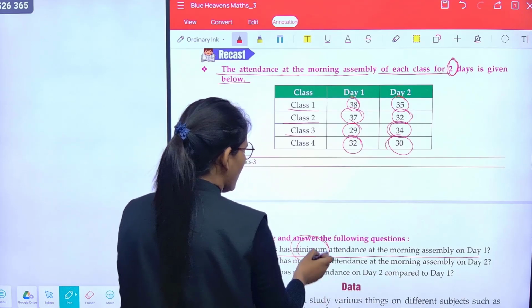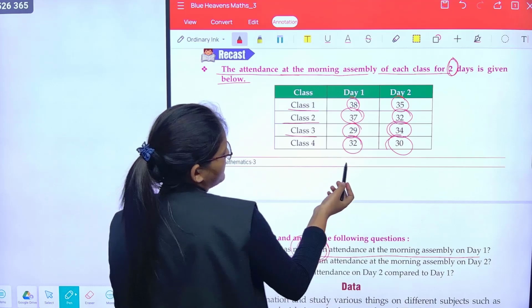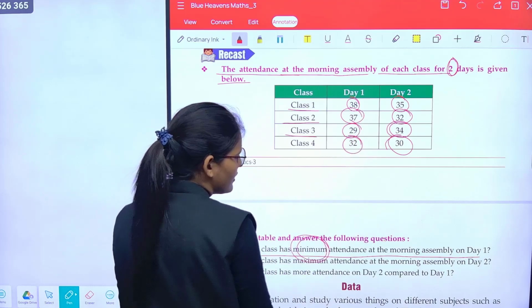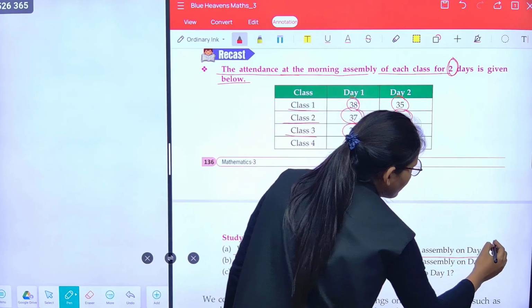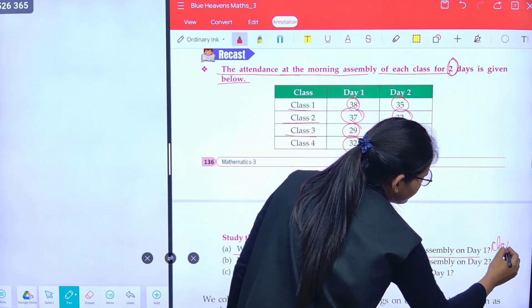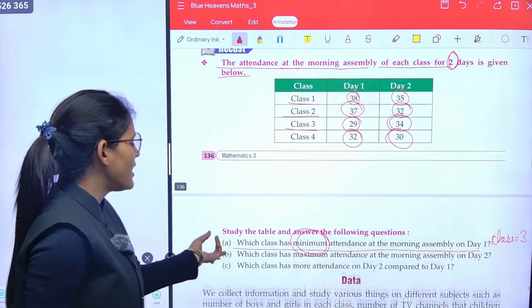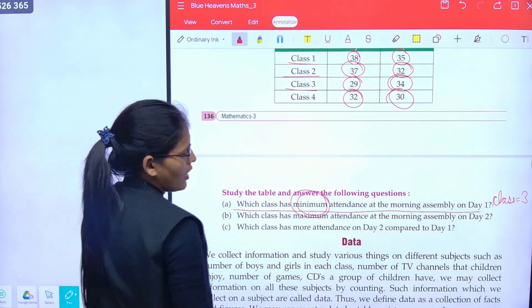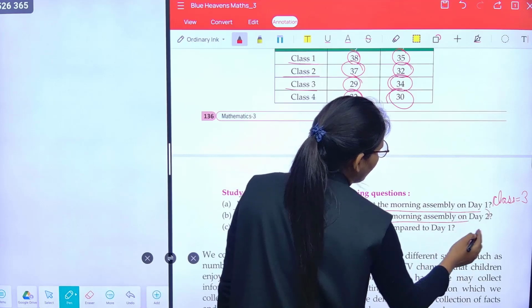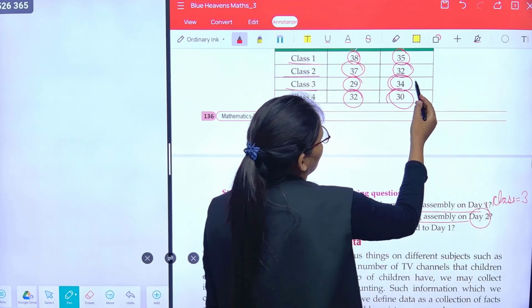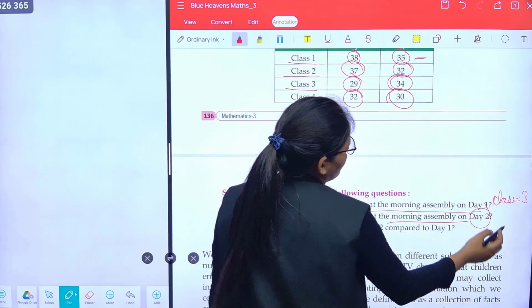Minimum means कम. Day 1 सबसे कम किसके पास है class? Class third के पास. So we will write here class third. Now, which class has maximum attendance at the assembly on day 2? Maximum means सबसे ज़्यादा. That means 35. Class first.